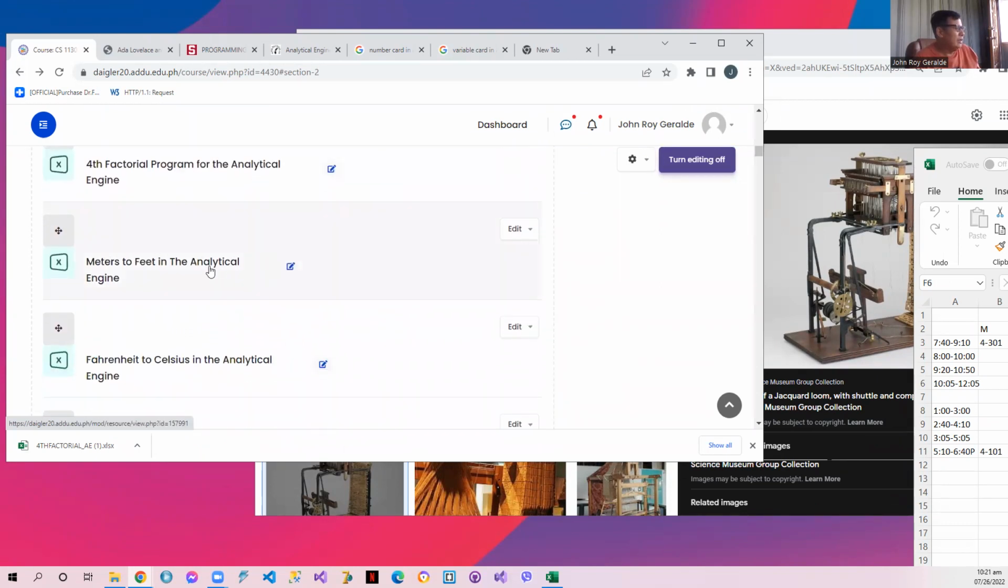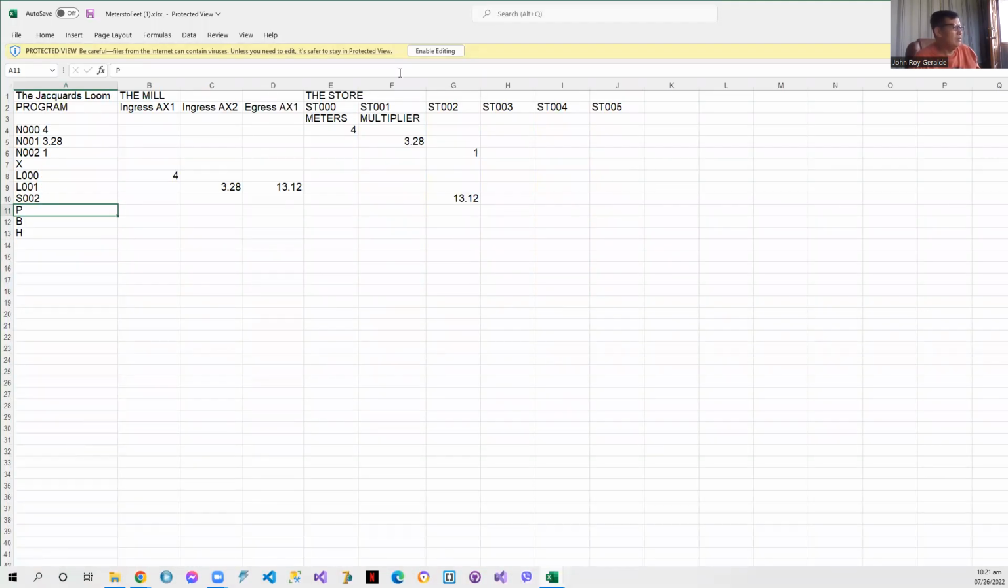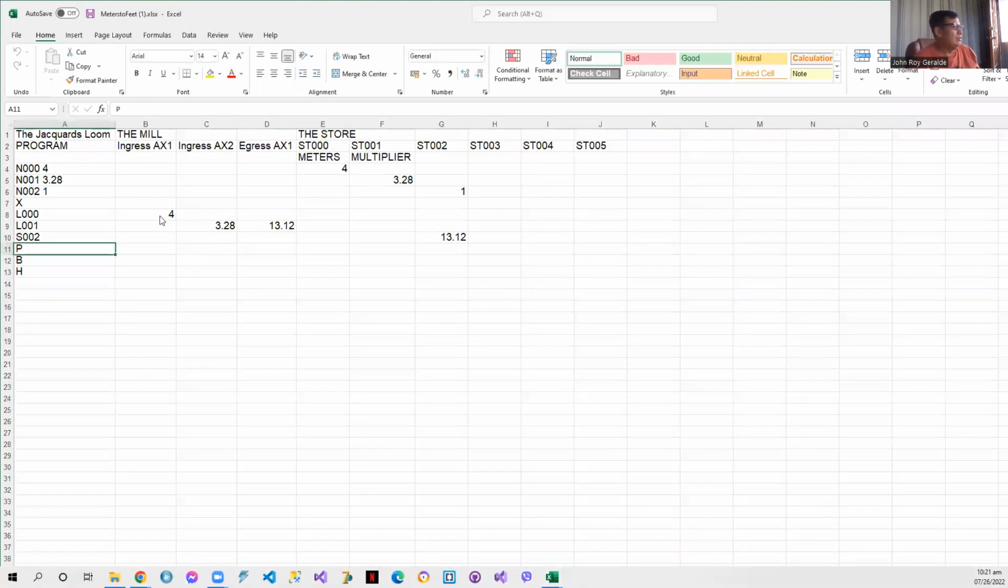Okay. Meters to feet first. Okay? Meters to feet. Do you follow? We are converting 4 meters to feet. What's the formula? Meters times 3.28 equals feet. Do you follow? So for N004, we have this as 4. This is our meters value. N001, 3.28. This is our multiplier. And N002, you just have it there, no?